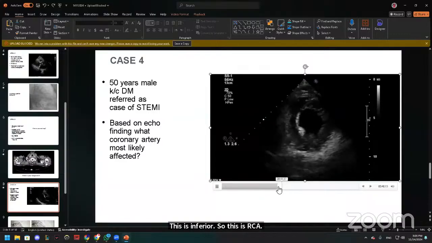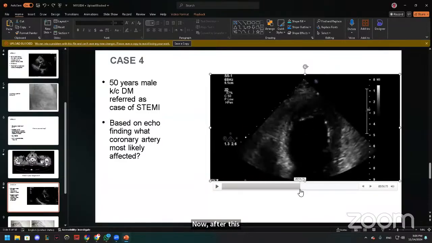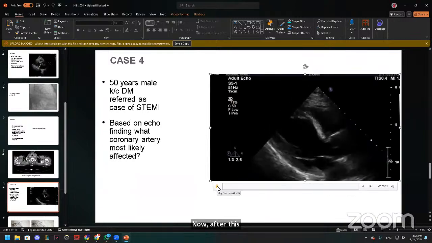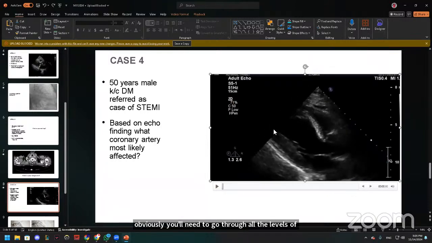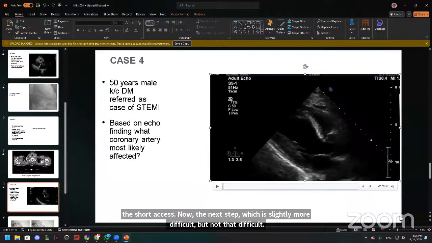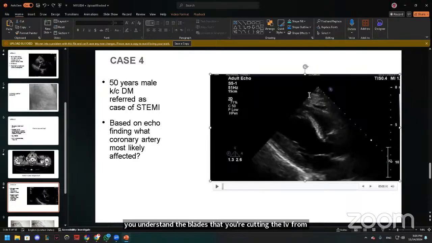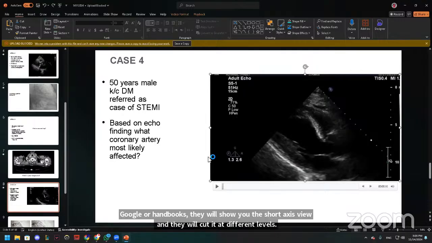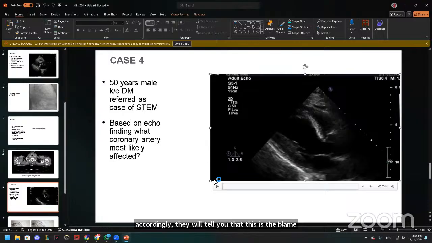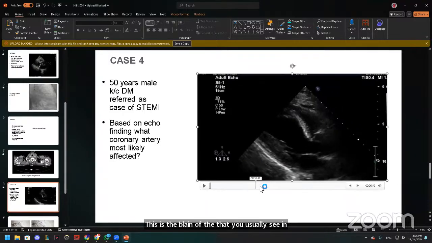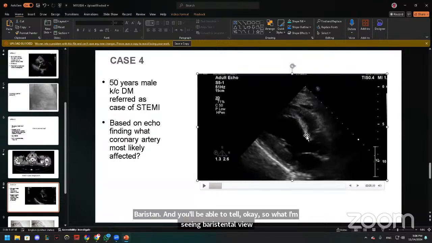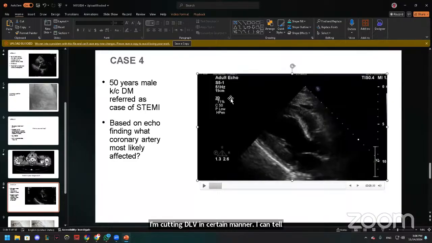Now after this, obviously you'll need to go through all levels of the short axis. The next step is slightly more difficult, but not that difficult, once you understand the planes that you're cutting the LV from. If you look on Google or in books, there is a picture that shows the short axis view cut at different levels, and accordingly tells you the plane that you usually see in parasternal. You'll be able to tell, okay, what I'm seeing in the parasternal view, I'm cutting the LV in a certain manner. I can tell that this is the basal anterior septal, based on the plane that they're cutting.